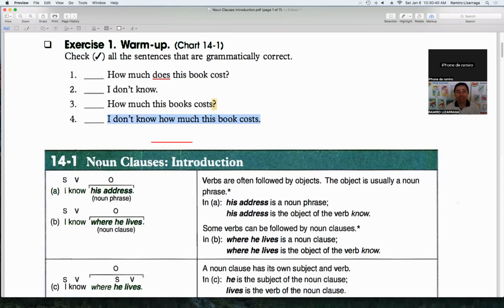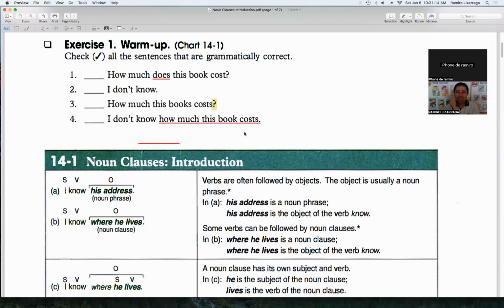Well, I can tell you it's a noun clause. But take a look. Where does the noun clause begin? Here. All this is the noun clause. I'm going to underline it. Right here, how much this book costs, which I underline in number 4, is the noun clause. I don't know how much this book costs.